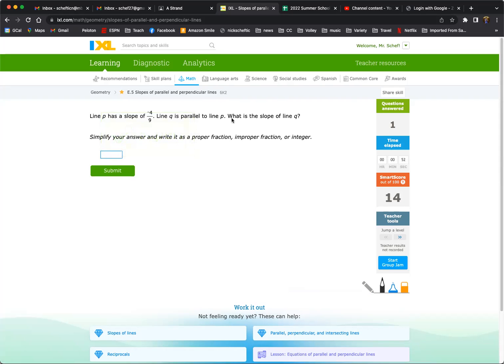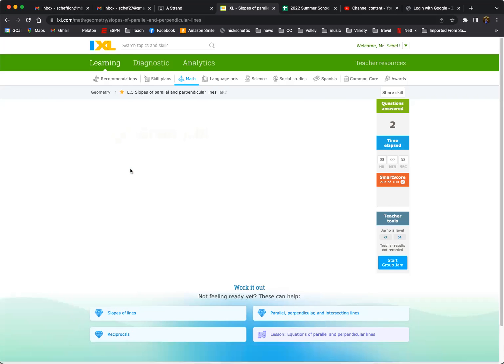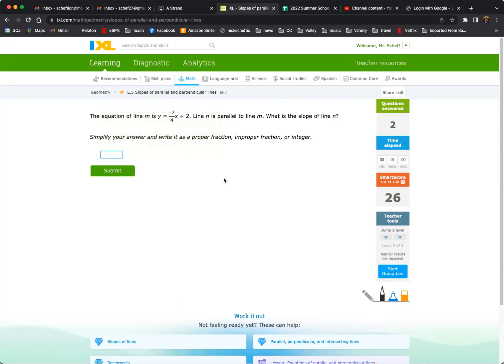Okay, parallel. These are both parallel. We're looking for the slopes. That's going to be the same. So -4 over 9. There you go. Another parallel line. So we just look at the m right here. So it's just that number. So it's -7/4.